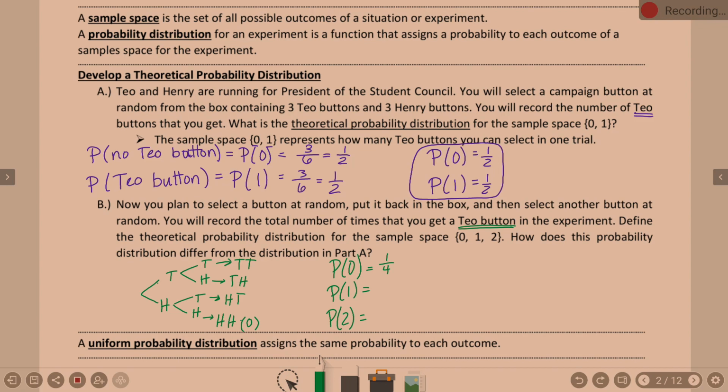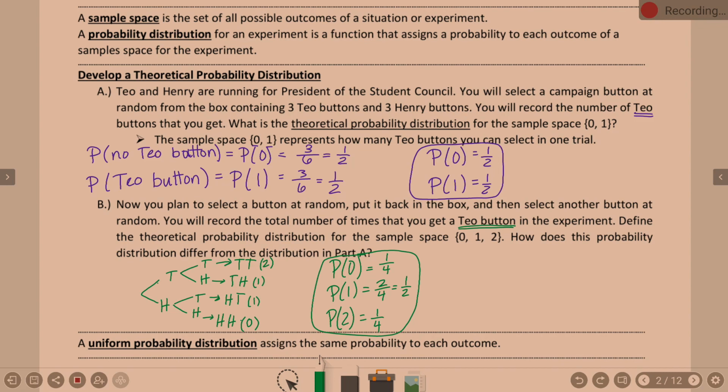What's the probability of 1? It could be TO, Henry, or it could be Henry, TO. That's how many choices? 2 out of 4, which is 1/2. Probability of 2. There's one option of getting TO, TO, right? So 1 out of 4. Okay, so our probability distribution is this right here. That's our probability distribution for that sample space.